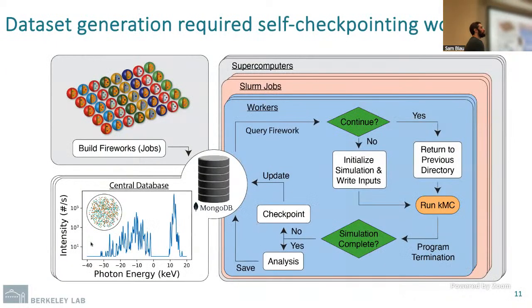So it all starts with data, right? We need to be able to generate a lot of this data. In order to do that, we need to be able to checkpoint our workflows because they take months to run sometimes. So we instantiate all of our jobs.